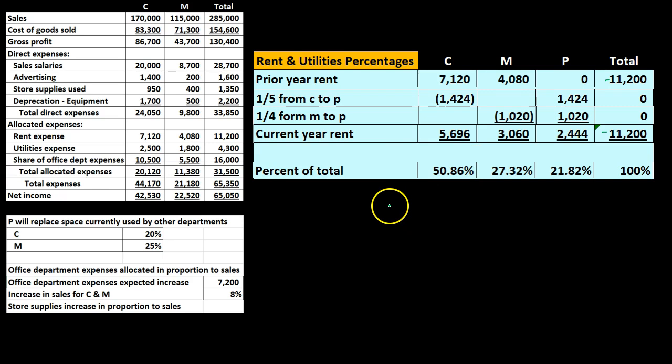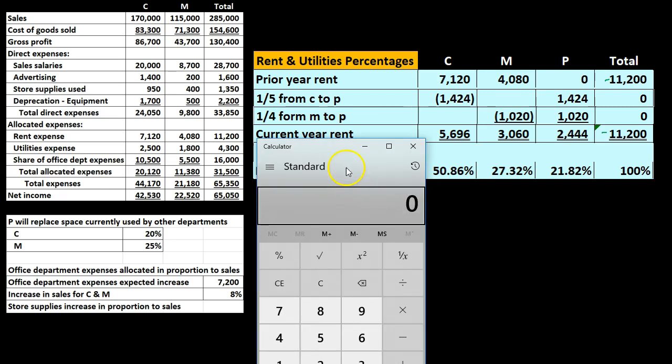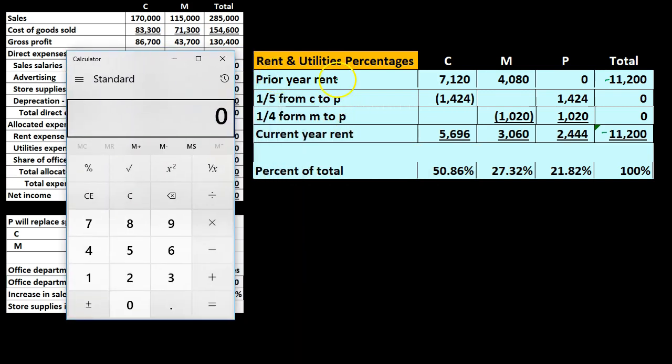Now we're also going to be looking at the percentages and use those percentages for the utilities percent. So in other words, we're going to say, all right, well, what's the percentage? And I'm going to use this allocation of the rent to apply out the utilities. That's going to be our activity base, in other words.